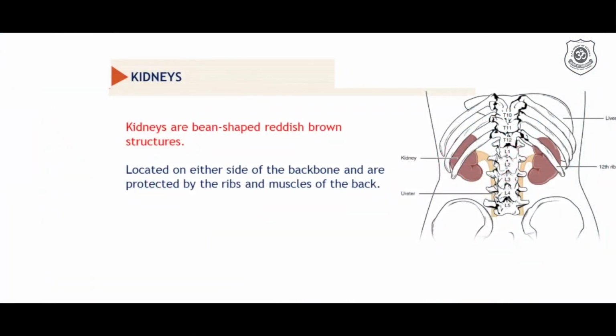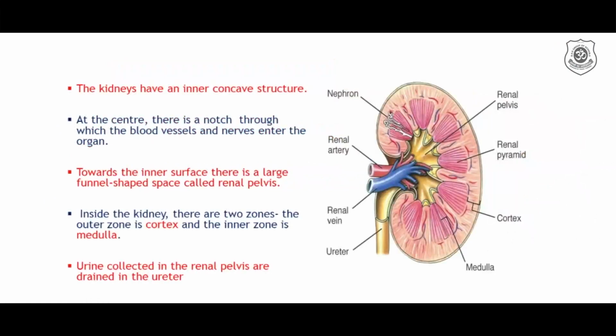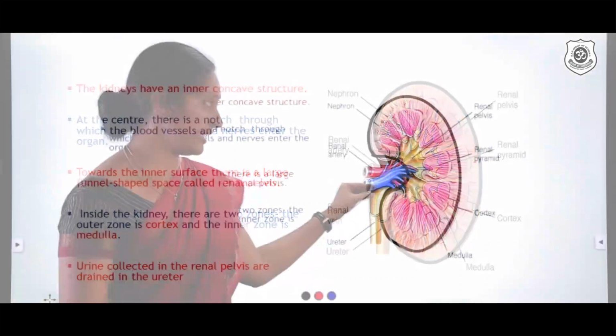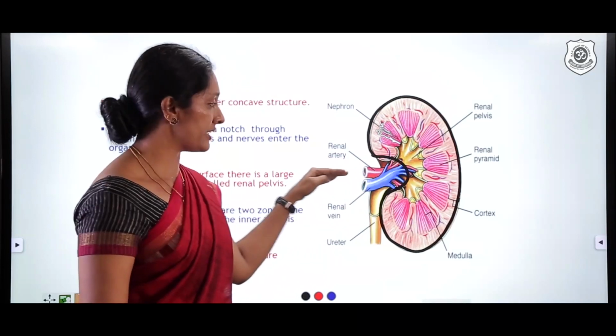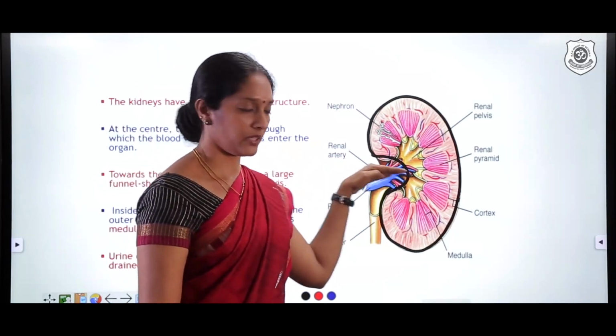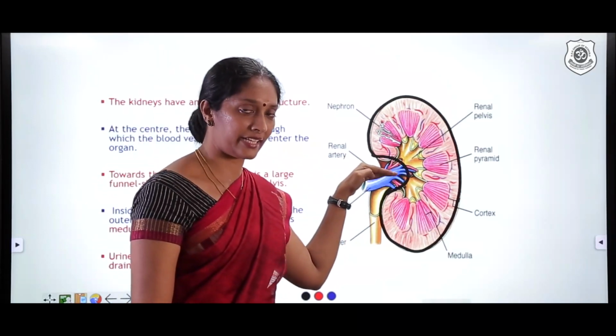Let us move further and understand more about the kidney. This is the kidney. If you see the kidney, it has a convex part. So this is a convex part. And here it has a concave part, right? Here is a concave part. A notch is getting formed. Into this notch, you can see the artery going in. Okay, so there is a renal artery that is entering inside.